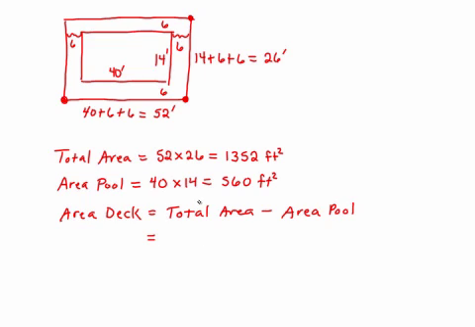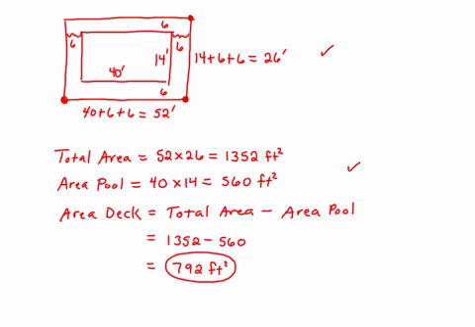And so the area of the deck is equal to 1,352 minus 560. So that's equal to 792 square feet. And when I'm drawing a diagram, I want to see the picture and I want to see all the steps that you did. And then when you write up your problems and your answers, I have an example on the website to show you how to write up those problems.